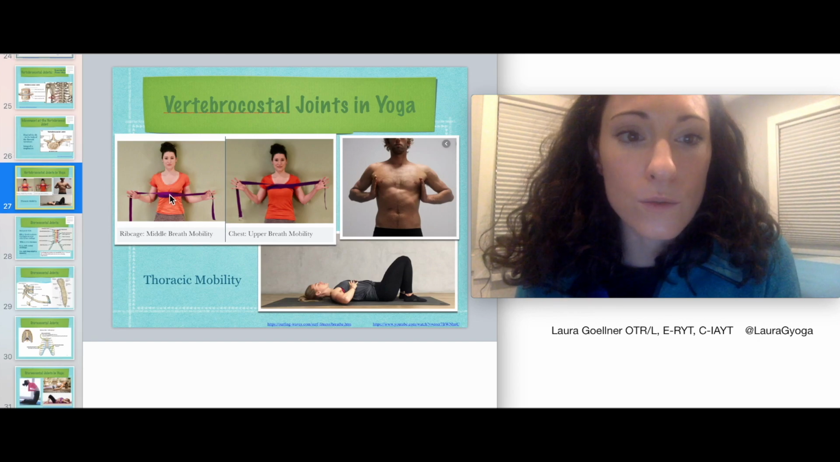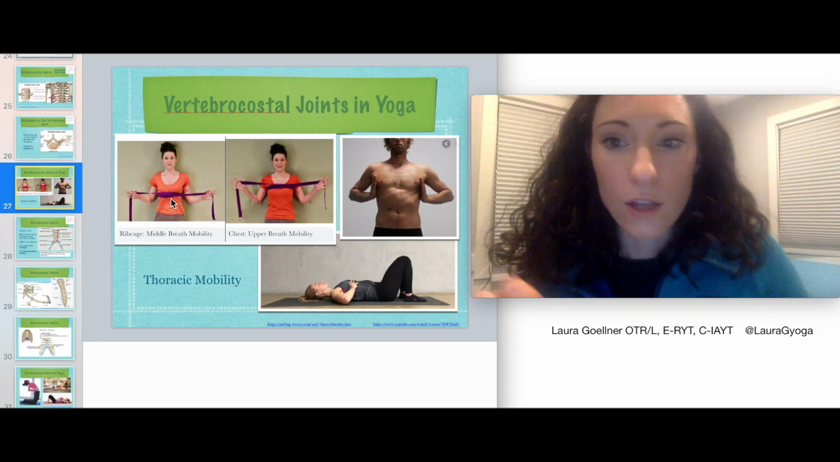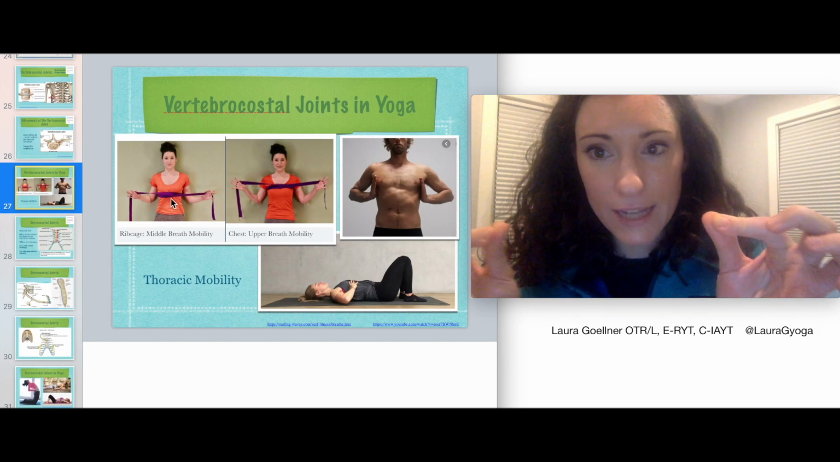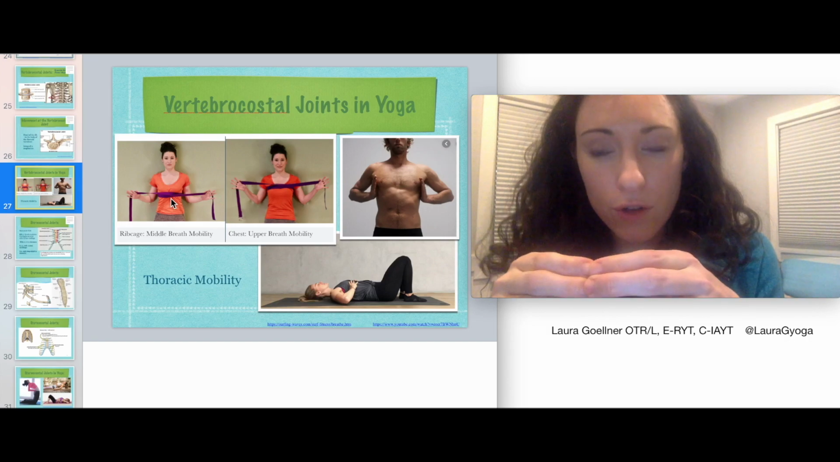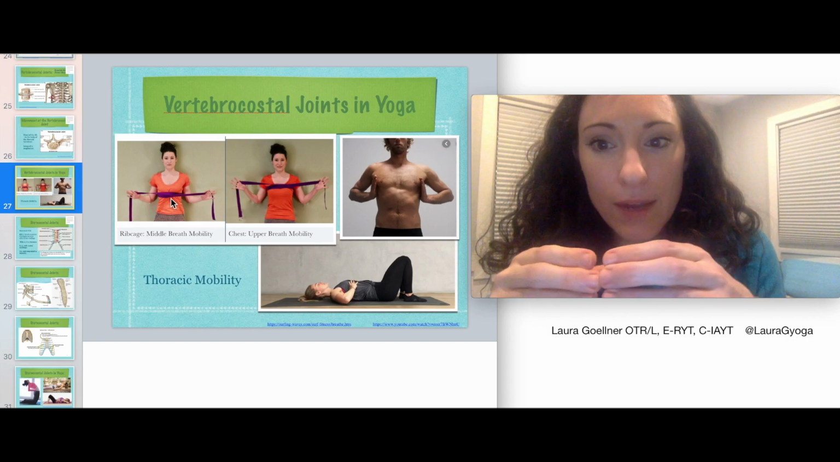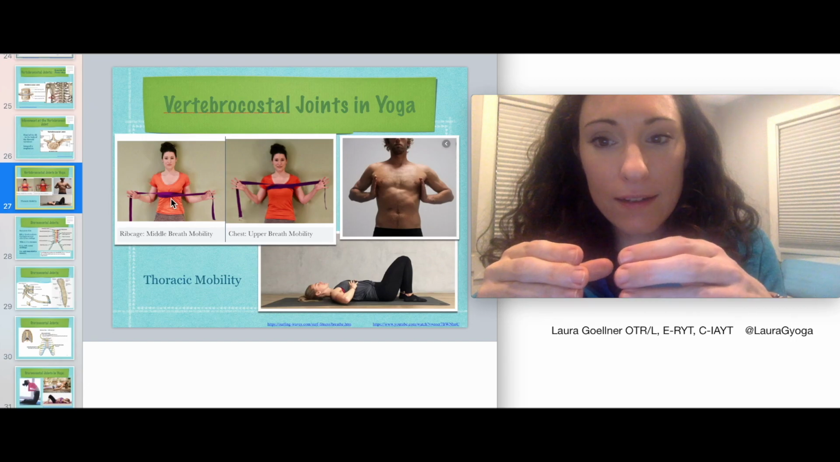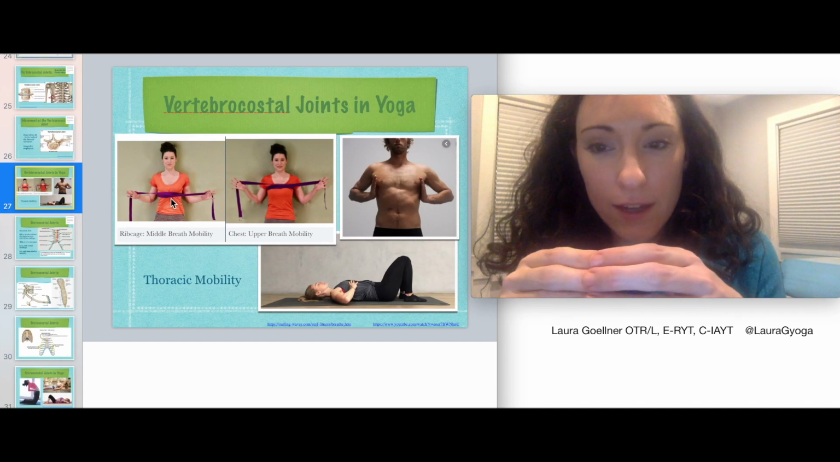So here's one of my techniques that I really like to do. You take a strap and you crisscross it at the front of the body. You hold the sides with just a little bit of tension so you can feel the circumference of the body. And as you inhale, you'll feel that expand. And as you exhale, you'll feel that contract.